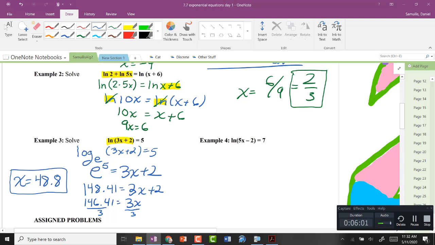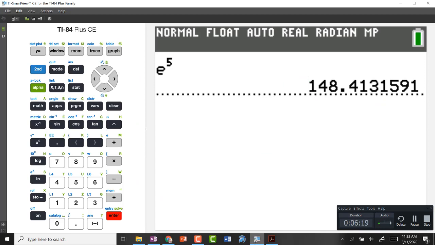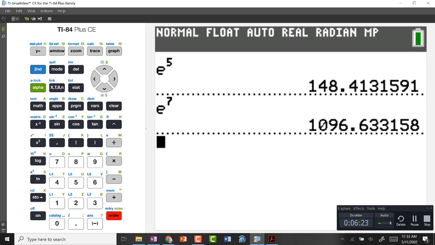Okay, so let's just try another one of those. Natural log means log base e of 5x minus 2 equals 7. We have to convert it to exponential because I do not have a 1-to-1. So that's e to the 7th equals 5x minus 2. Calculate. e to the 7th. Okay, you get 1,096.